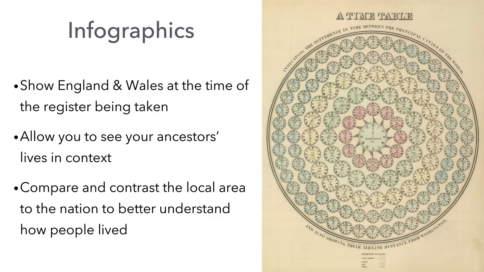If we go further down, we've got some very clever infographics which we created. These infographics are custom generated for the household that you're viewing, and they show England and Wales on the day of the register, compiled from the information we've taken behind the scenes to not only show you how your family lived in the local area, but how the nation also looked during that period, so that you can see things in context and really understand how people lived.